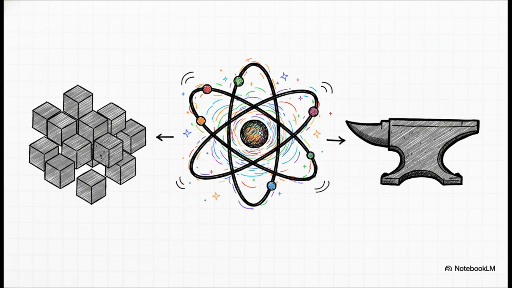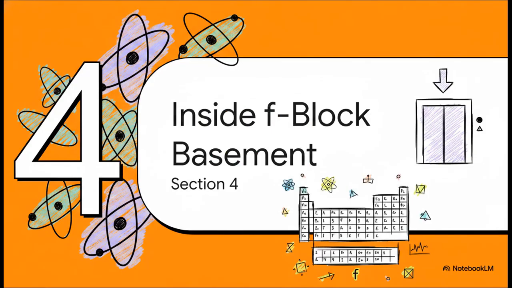Plus, and this is super important, because these transition atoms are relatively small, pack a high charge, and have vacant orbitals, they love forming massive, complex structures. They also seamlessly mix to form incredibly tough alloys. Their atomic sizes are so similar that you can just mix iron and carbon to make steel, or copper and zinc to make brass. All right, let's head downstairs.